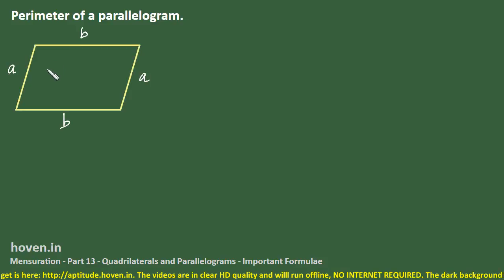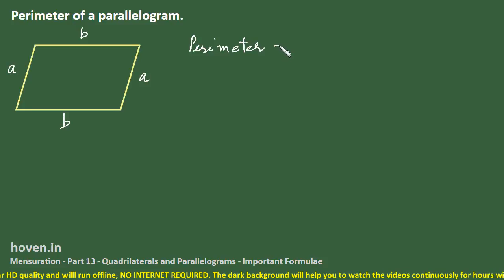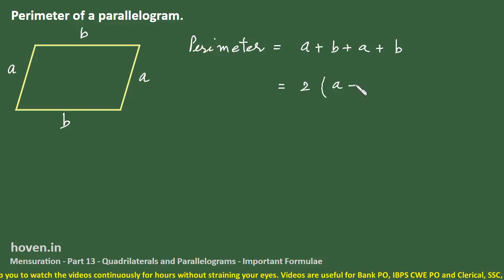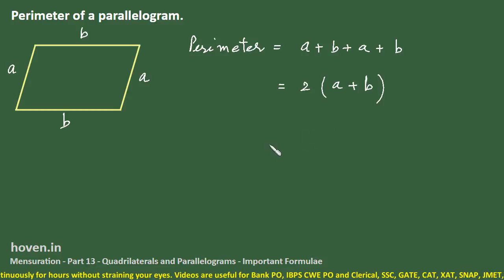The perimeter is the sum total of the length of the boundary of a figure. So, in very basic and simple terms, we can say that the perimeter of this parallelogram will be the sum of all the four sides, that is A plus B plus A plus B, which we can simply group and write as 2 into (A plus B). This is the formula that we use for the perimeter of a parallelogram. Let us move on to our next formula.